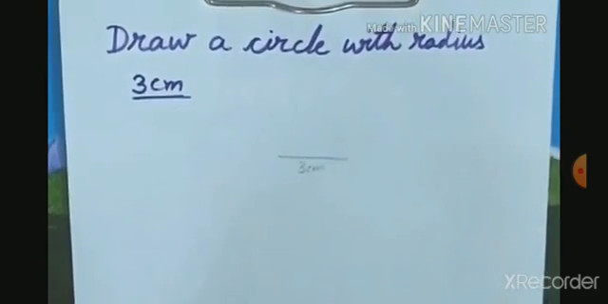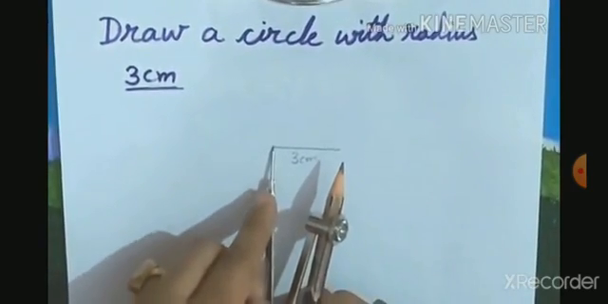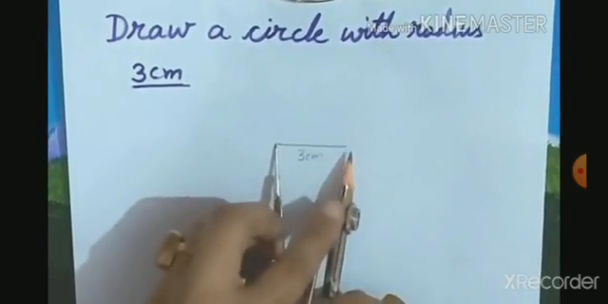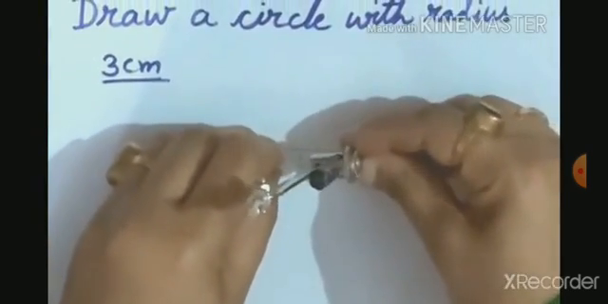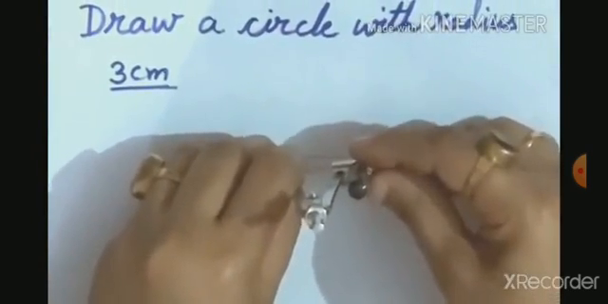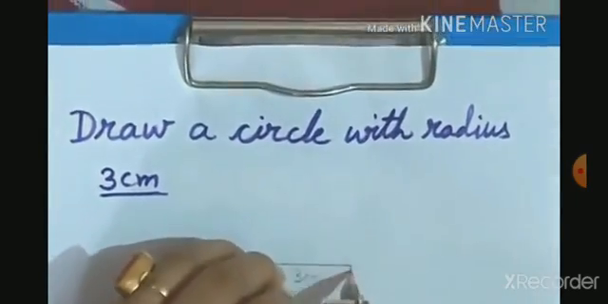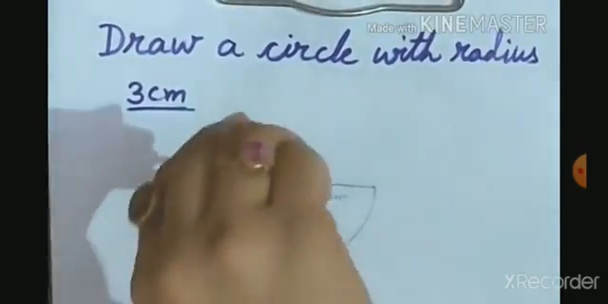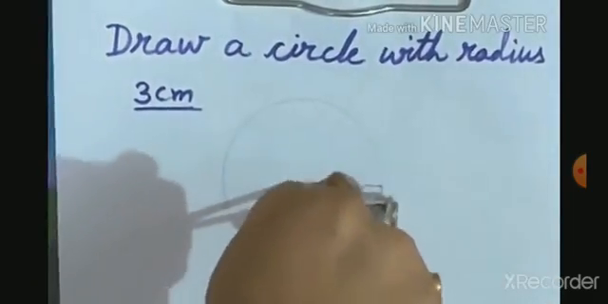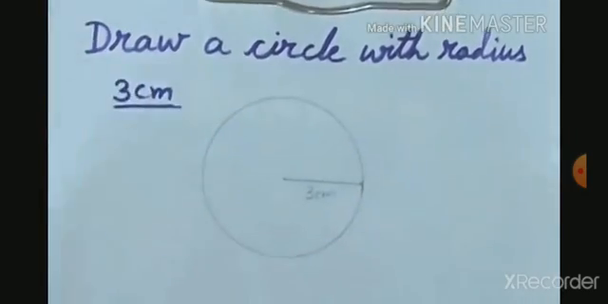Now use your compass. Keep the compass edge at the center of the circle. See, that is the fixed point. That is called center. Now the circle having 3 centimeter radius. Don't move the compass in the center. You should not move the compass in the center. See. You should draw the circle like this. Now we will get a 3 centimeter radius circle.